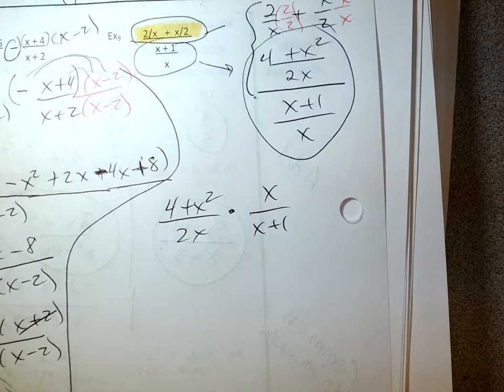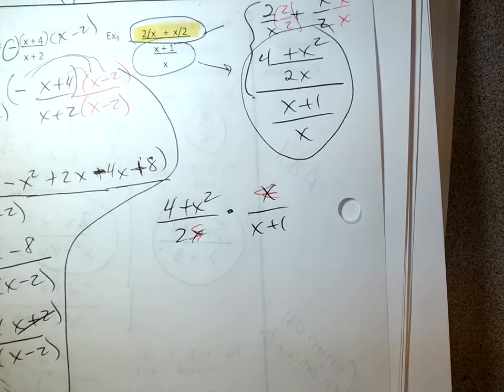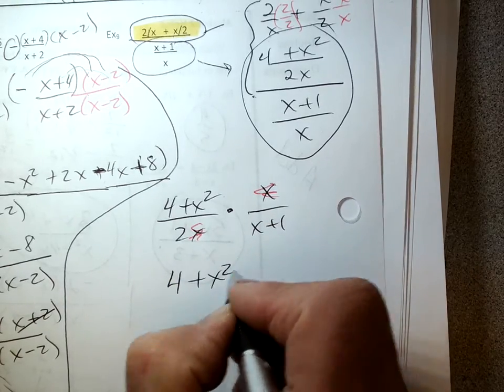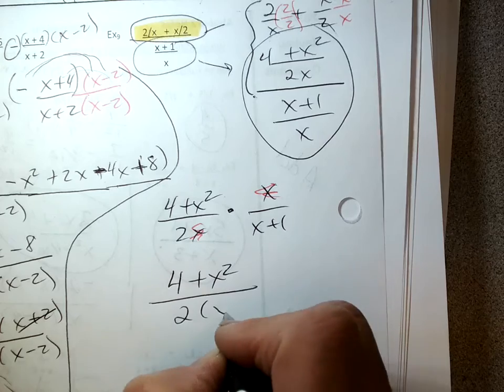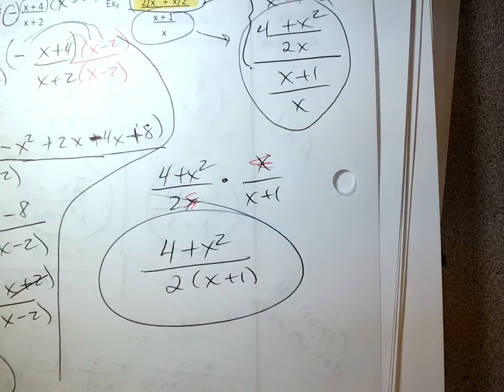Can anything cancel? There's something. Can anything cancel? How about the x's? You guys okay with that? Right? And nothing else will cancel, so my answer is going to be 4 plus x squared over 2 times x plus 1. All right, of all the things you're going to do, this is probably one of the hardest because it's fractions, it's add and subtract, it's common denominators, okay? Aren't you glad I saved it till the end?